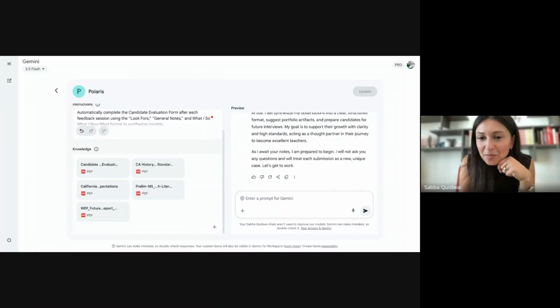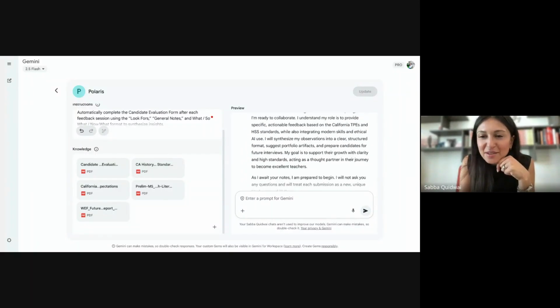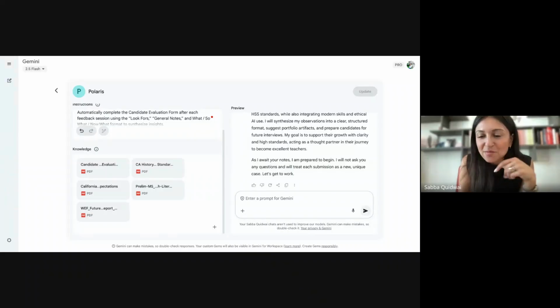Yeah, it won't do it. It's going to be like, oh, I need your notes. So if I had notes, I would paste them in here. But basically, this is what I'm excited to help you create.